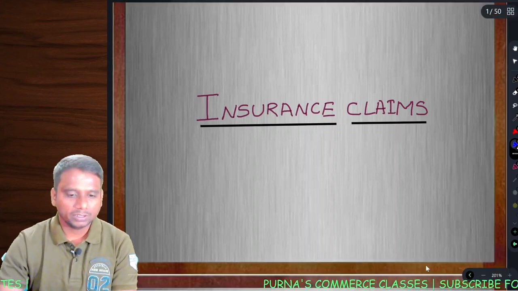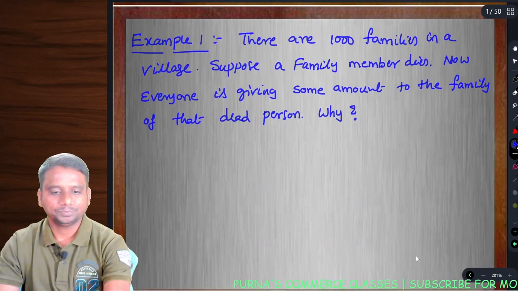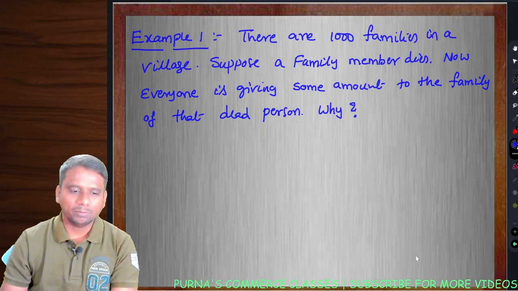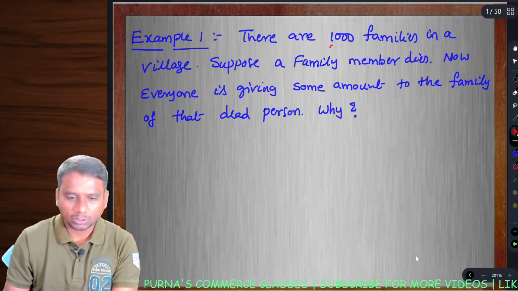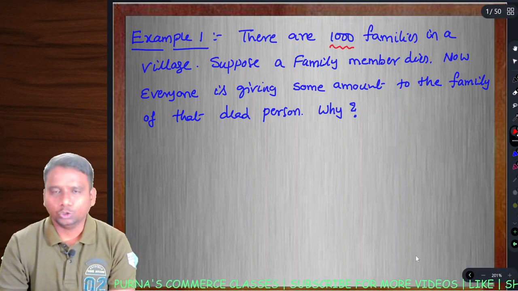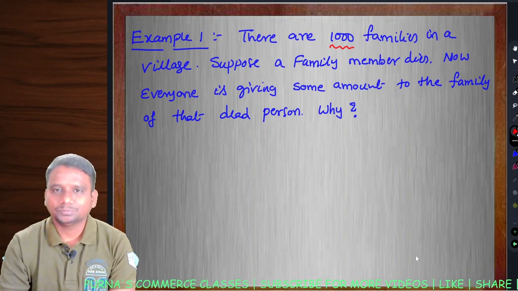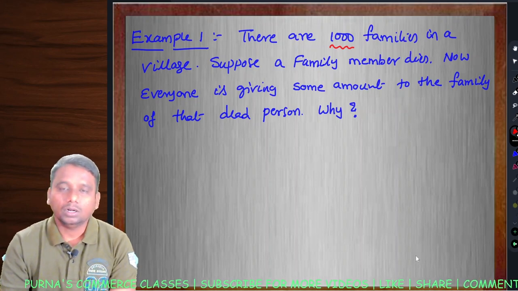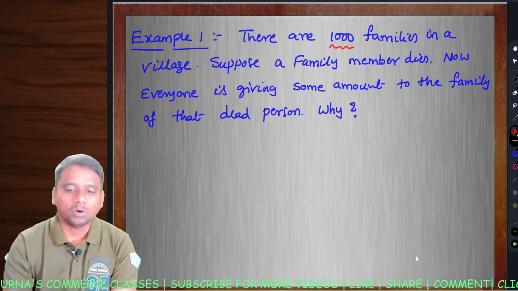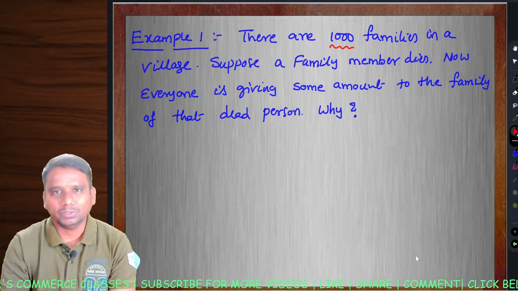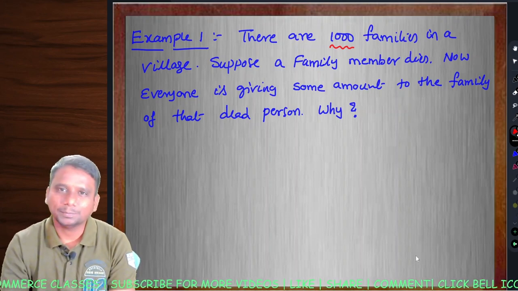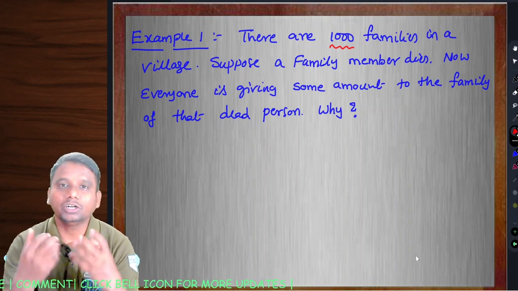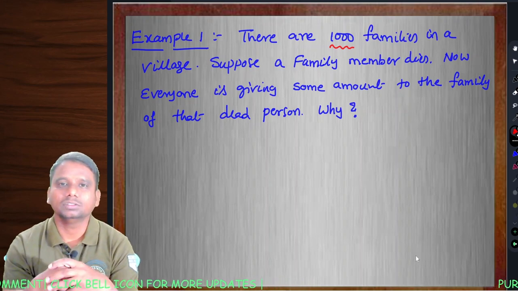For that, let me take one example. Try to observe this example. There are 1,000 families in a village. Suppose a family member dies. Now, everyone is giving some amount to the family of that dead person. Tell me why the other family members contribute some amount to this family.